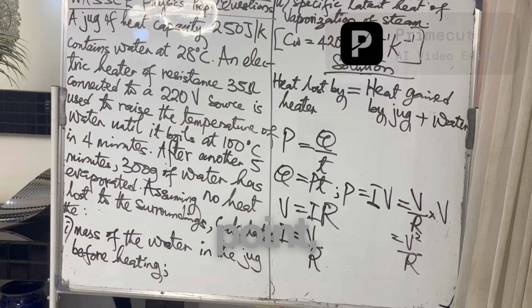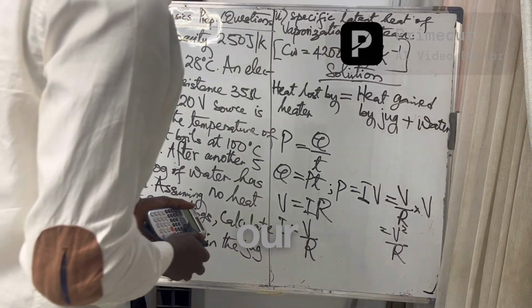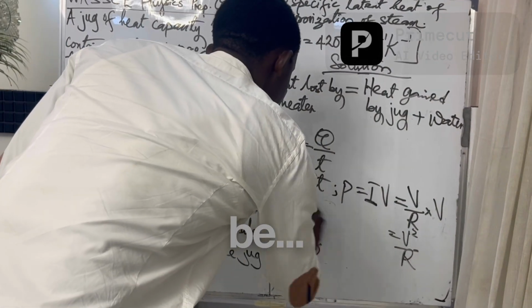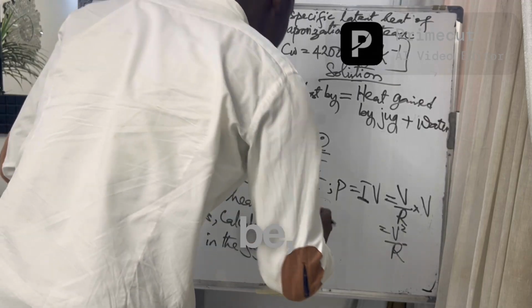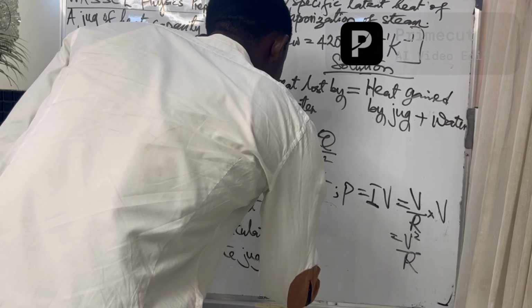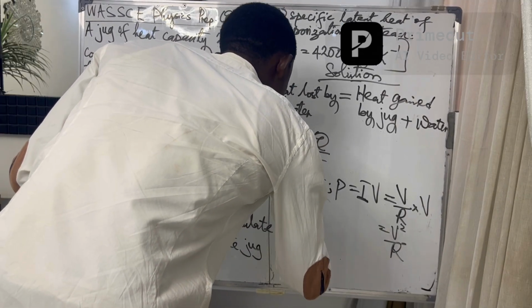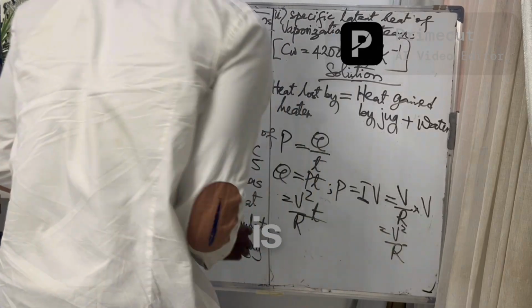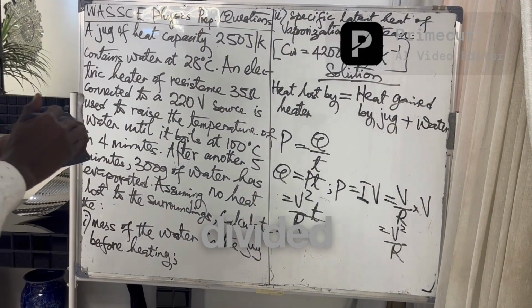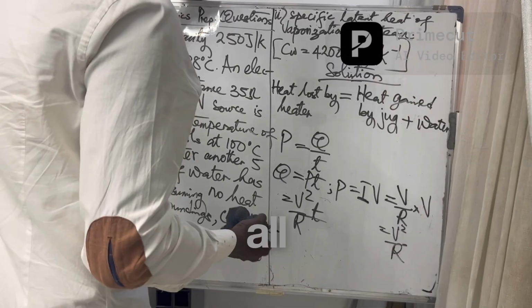So what are we saying here? That at this point, our power here would be V squared over R, and our Q here finally would be V squared over R all times T, which is simply V squared T divided by R. So I'll be rubbing off all of this.